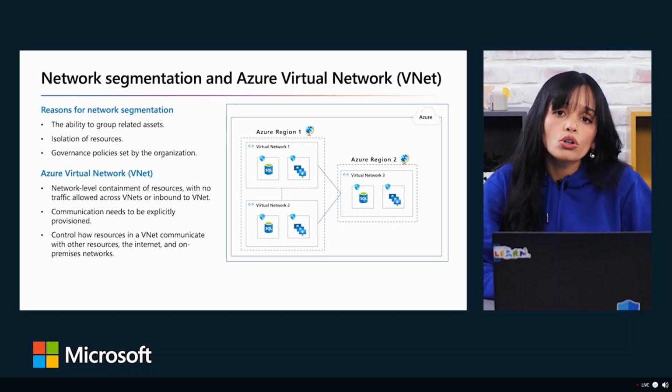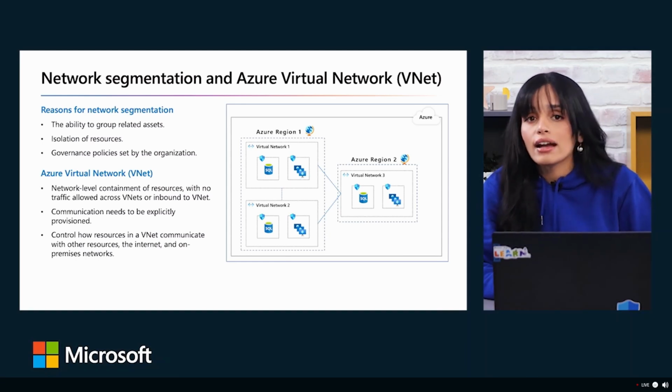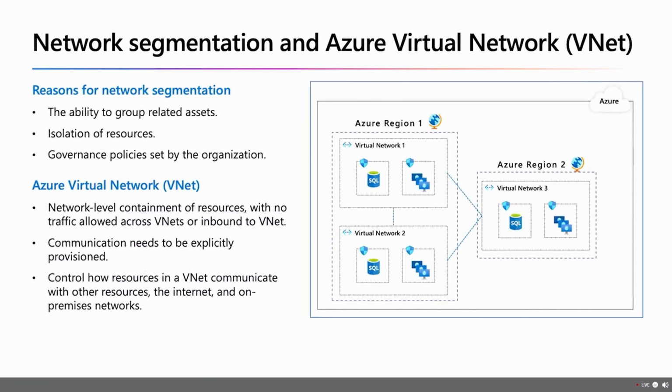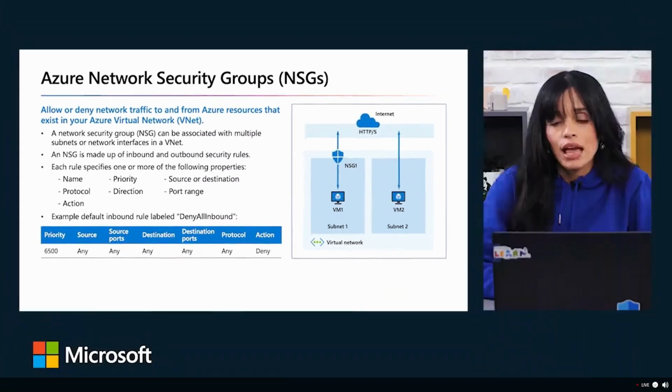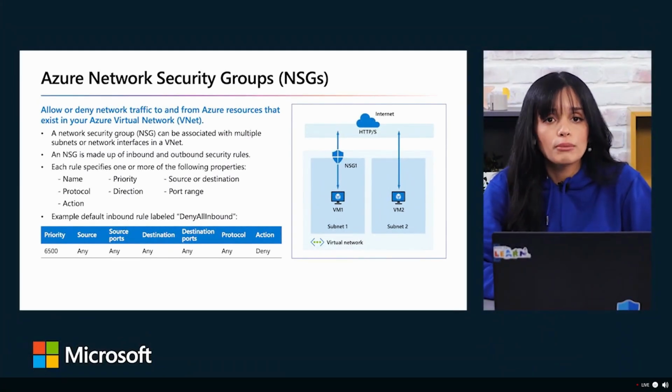This enables more control over how Azure resources in a VNet communicate with other Azure resources and the internet and also the on-prem networks. Now, which service will we use to allow or block traffic within these VNets? Network security groups, NSGs, let you allow or deny network traffic to and from Azure resources that exist in your Azure Virtual Network, for example, a virtual machine.